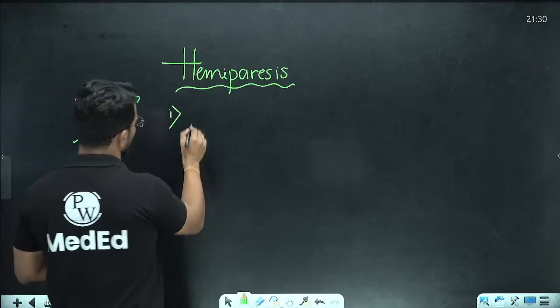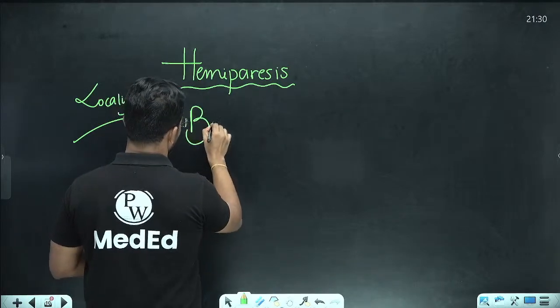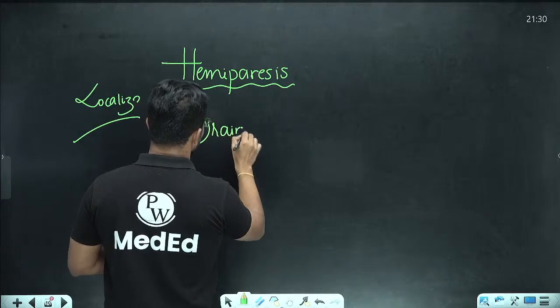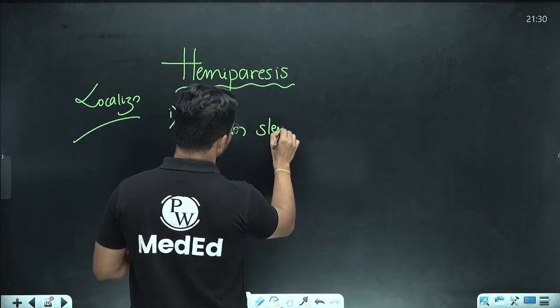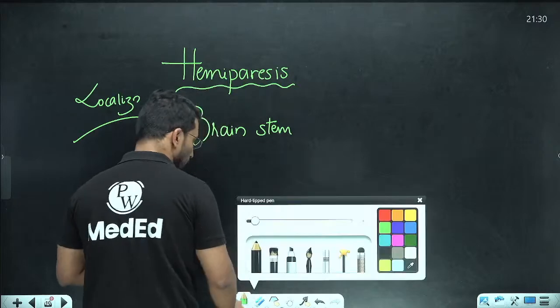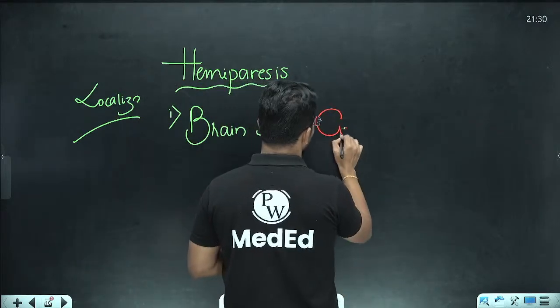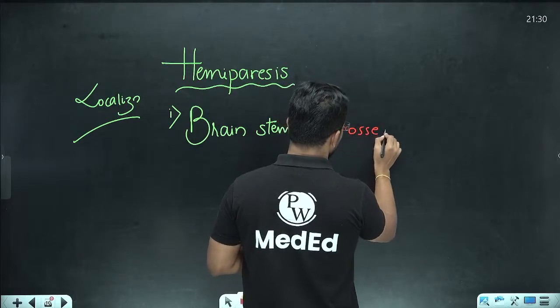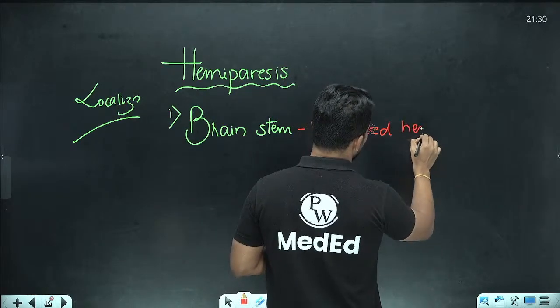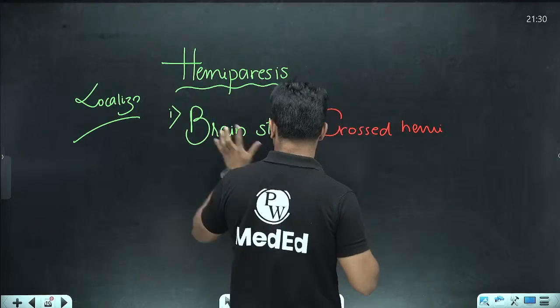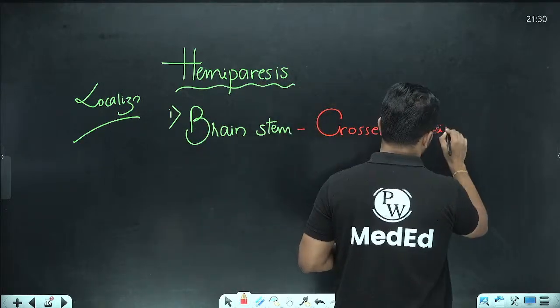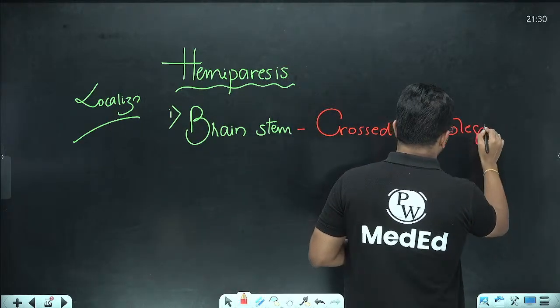First location will be brainstem. So if there is a brainstem hemiplegia, what will be the manifestation? This typically leads to crossed hemiplegia, right? What do I mean by crossed hemiplegia? When I say crossed hemiplegia, I'm saying there is cranial nerve involvement because brainstem has cranial nuclei, they are getting affected, and there is hemiplegia.